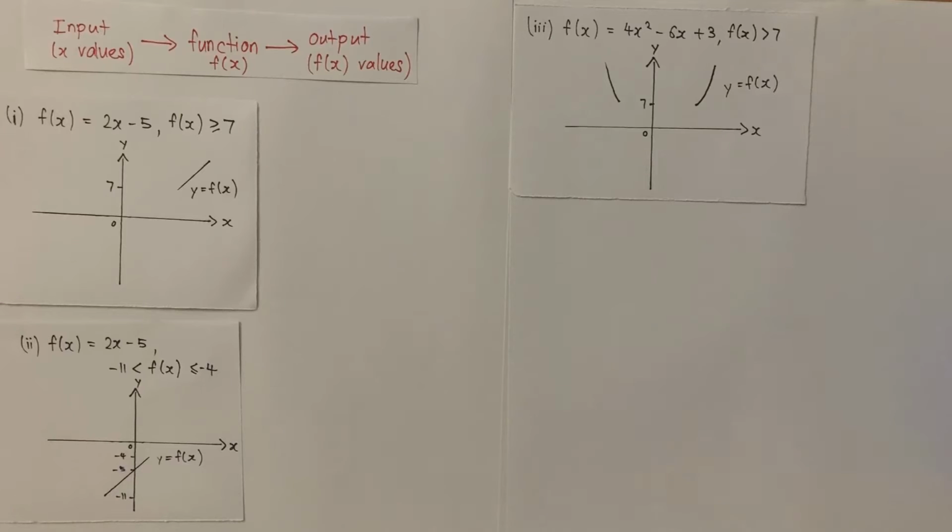Just now we were finding the range when there's a restricted domain, or even when there's a natural domain, in the last example there. Now we are going to find the opposite one. We are going to find the restricted domain when we are given the range.